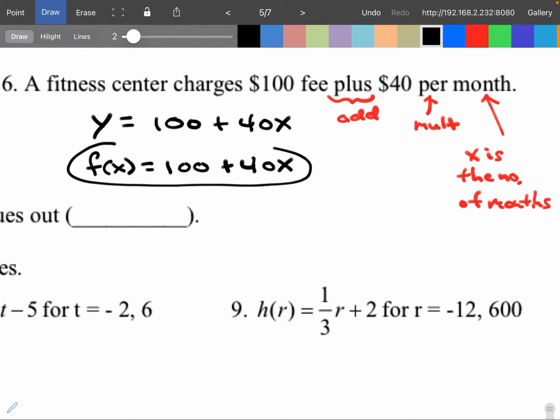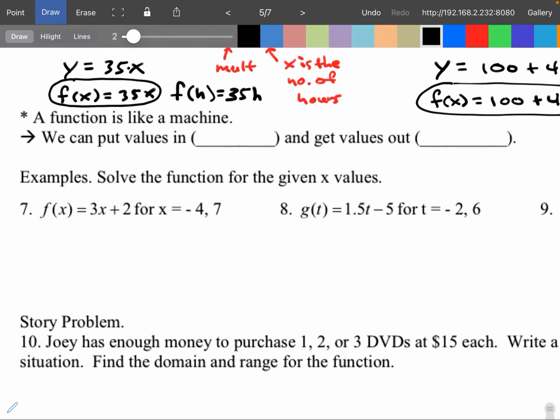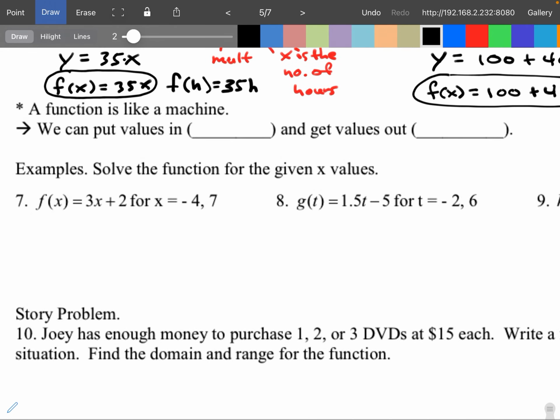But then they're going to ask us in the homework to write this in function notation. So you're going to write it as f of x equals 100 plus 40x. So it's really the same thing. We were just writing an equation, but now we're saying it's a function, so we're writing it in function notation.